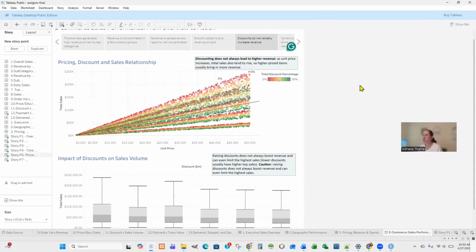Now, pricing, discount, and sales relationship. Discounting, we already saw in the charts, does not always lead to higher revenue. As unit prices increase, the total sale also tends to rise. So higher priced items usually bring in more revenue.